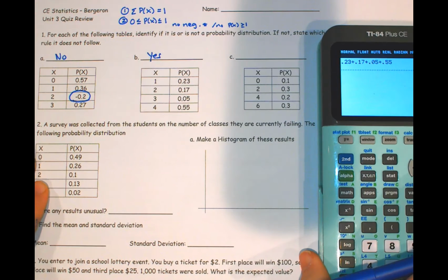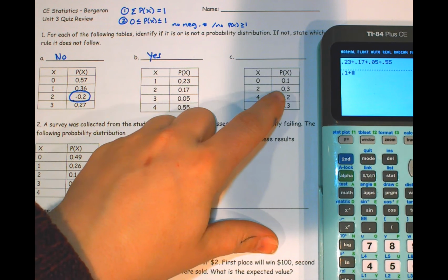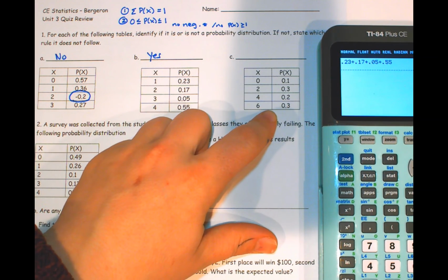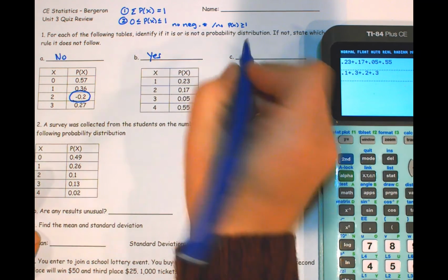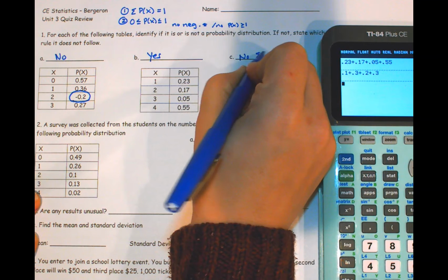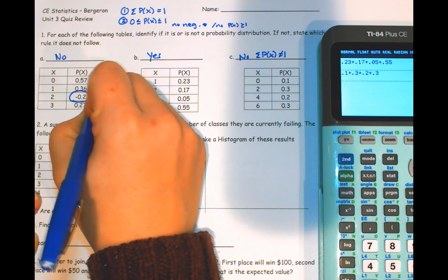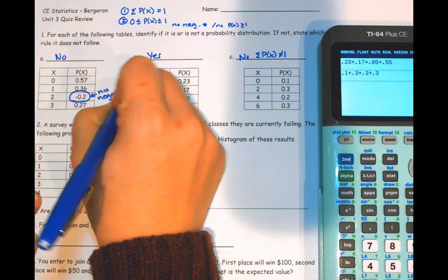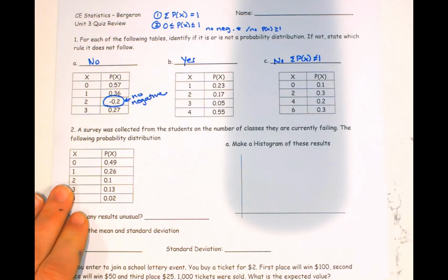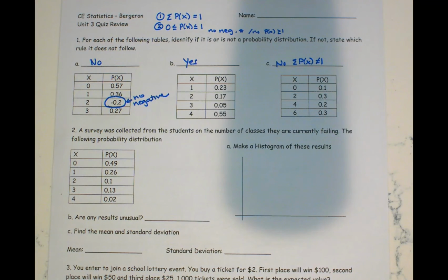Let's check our other one. This one does not add up to 1. So that cannot be a probability distribution. Okay.